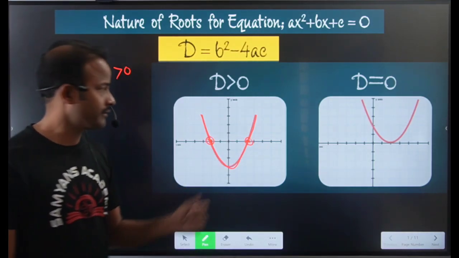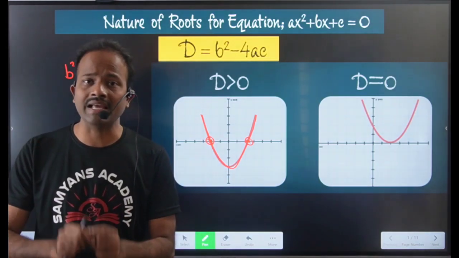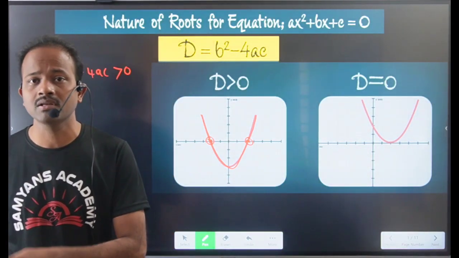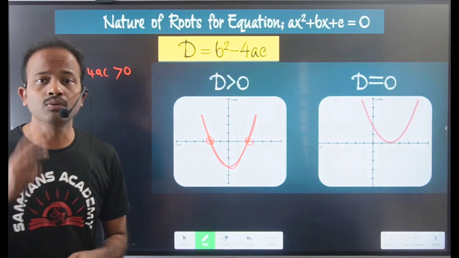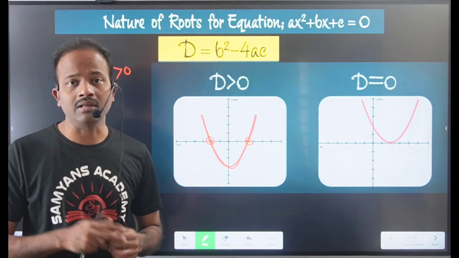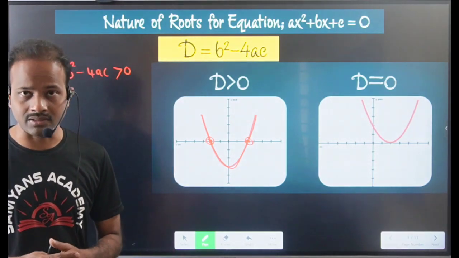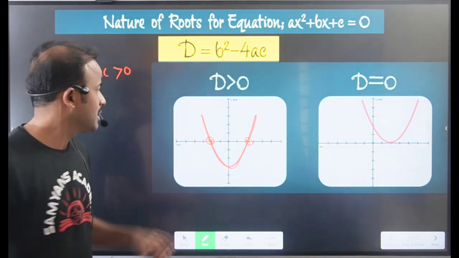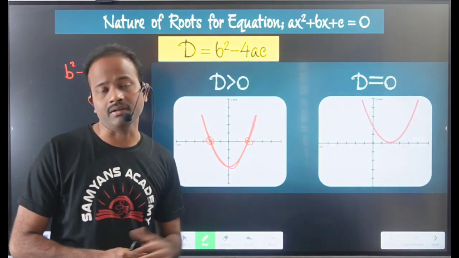If the graph cuts the x-axis at two distinct points, how many roots exist? Two real roots exist, two distinct real roots. Distinct real roots means two separate roots we can get here.